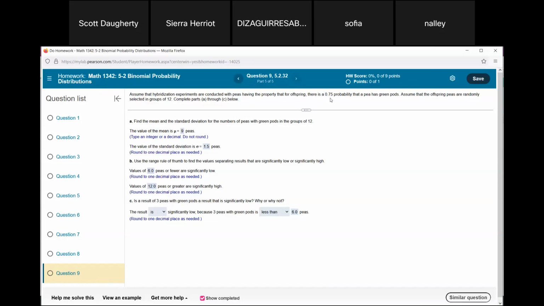And then the last one is the trials have to be independent of each other, and I think that's probably true. I run a hybridization experiment over here, and the outcome of it should not affect the outcome of another one, right? They have nothing to do with each other. So those should be independent. So yes, this is a binomial distribution. And what they want to know is what happens on average.